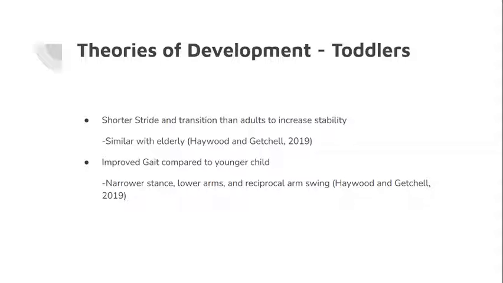Now, compared to the younger child, so 12 months, we're going to be talking about 30 months right here. The gait is going to be a lot more narrow. The stance or the arms are going to be much lower, and there's going to be some presence of a reciprocal arm swing to help with mobility and stability. All right, it's a counterbalance. We do that to help counter where the other leg is moving. Keeps us from falling over.